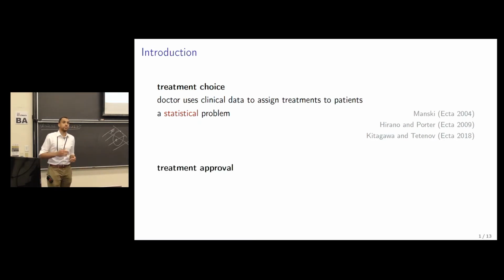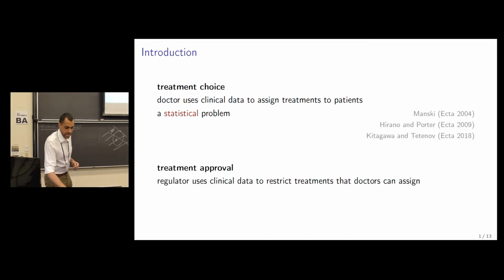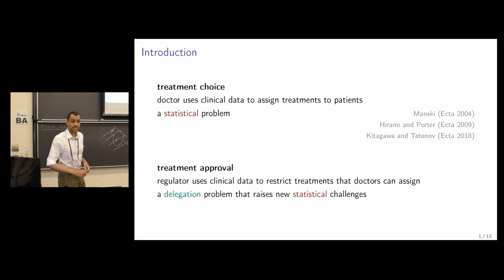What I want to do is focus on a higher level problem, which is that of a regulator. A regulator like the Food and Drug Administration here in the US that uses clinical trial data to restrict the treatments that doctors can assign. Now, this is a delegation problem, but we'll see that it raises new statistical challenges.